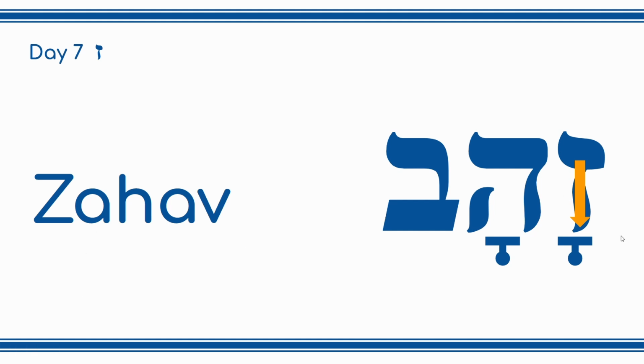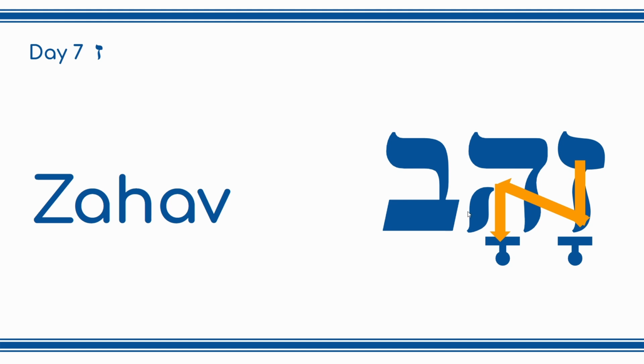Now we're going to look over to the next letter, and you should know this if you saw the previous lessons. It's the letter Hey, and it makes an H sound. We look down, and we see a kametz, and it makes an ah sound. We're not going to look over to the next letter yet. We combine the H sound and the ah sound, and we get ha. So we have za, ha, zaha.